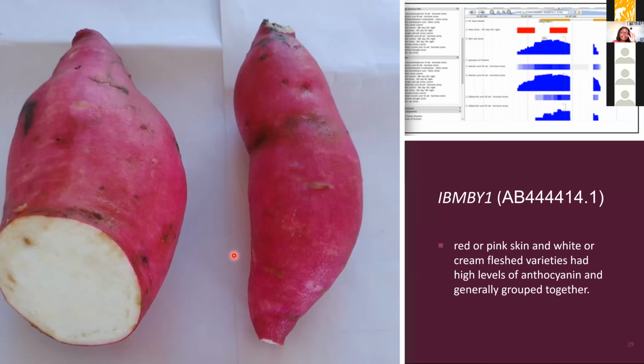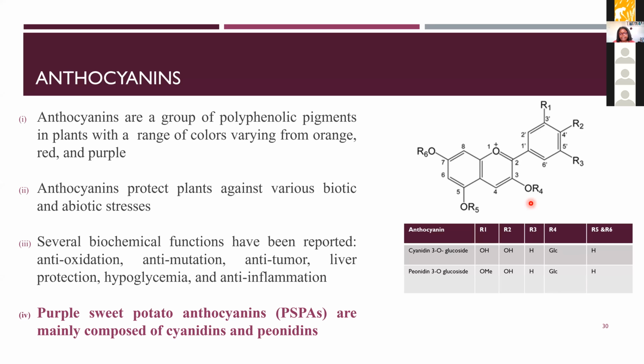When we looked at the data in the genome browser from the GT4SP project, we saw that we got some hits in the genome for our red or pink skin and white and cream flesh varieties. In other words, all of the varieties on this gene called IbMYB1. In GenBank, it has a very long title here. So we downloaded that sequence, and then we used that information to look at the relationships among our varieties. That gene actually codes for anthocyanins.